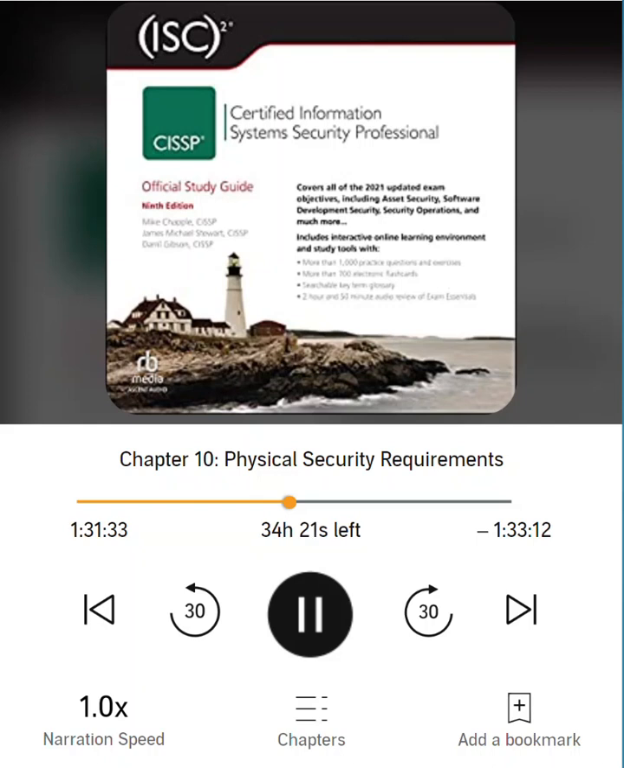Fire detection systems. Properly protecting a facility from fire requires installing an automated detection and suppression system. There are many types of fire detection systems. Fixed temperature detection systems trigger suppression when a specific temperature is reached. This is the most common type of detector and present in most office buildings.